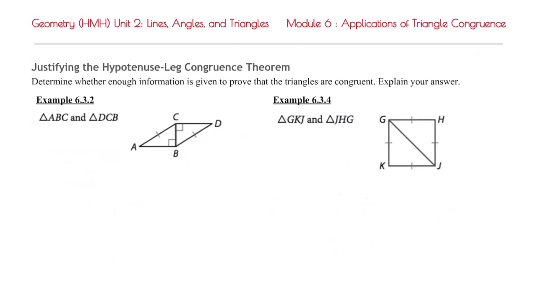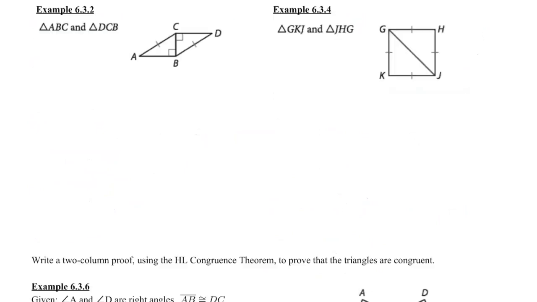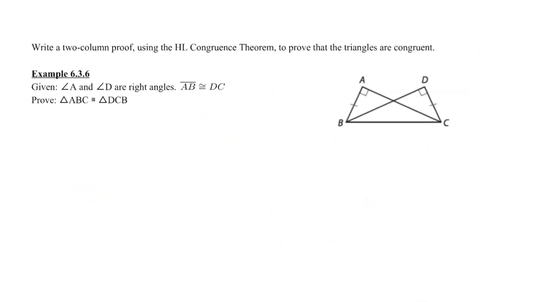Why don't we practice this? Determine whether there's enough information to prove that these two triangles are congruent. If not, what do you need? Please explain your answer. And there's another question over here, right? I use a two-column proof.